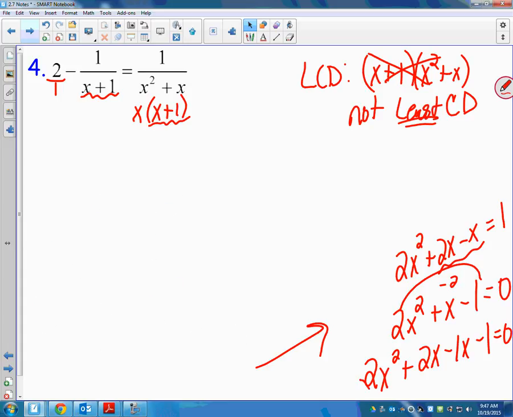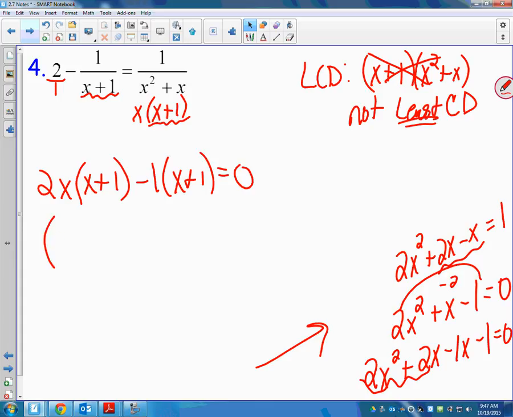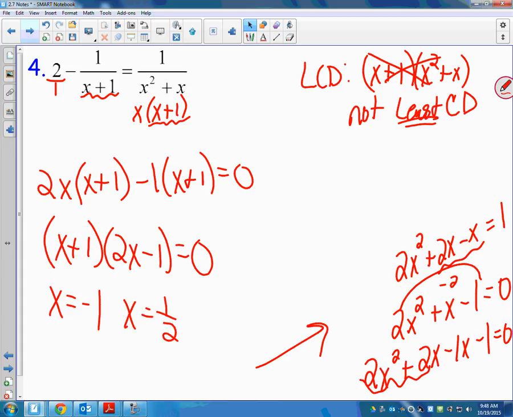So grouping these together, I can take out a 2x, and I'm left with x plus 1. And I can take out a negative 1, and I'm left with x plus 1. So take out the x plus 1s, put together what's left, right? If you did the quadratic formula, you should get really nice answers. You should get a perfect square under your radical. So I want you to work it out to get the two answers. You should get negative 1 and positive 1 half.